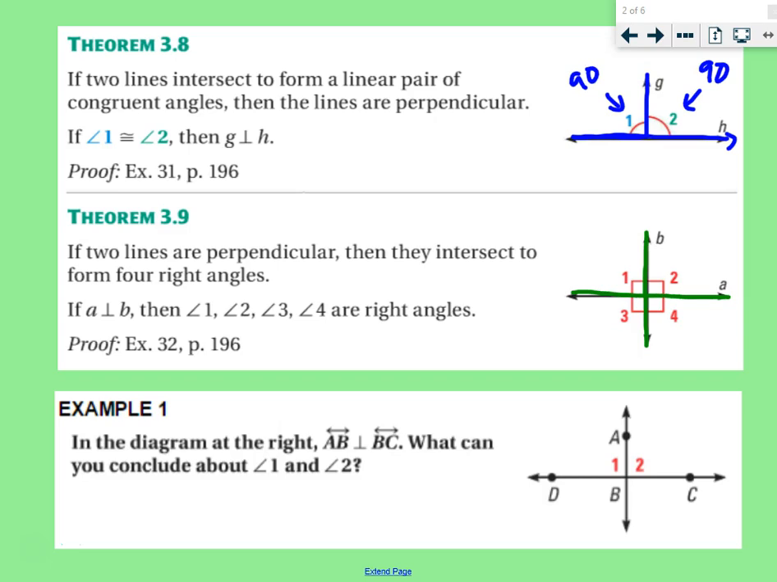So example 1, in the diagram at the right, AB is perpendicular to BC. What can we conclude about angles 1 and 2? We can conclude that angle 1 is congruent to angle 2, and that would be by theorem 3.9. And since angle 1 is congruent to angle 2, we know that they're both 90 degrees. They're both right angles. There's a lot of things we can conclude, but mostly that angle 1 is congruent to angle 2.